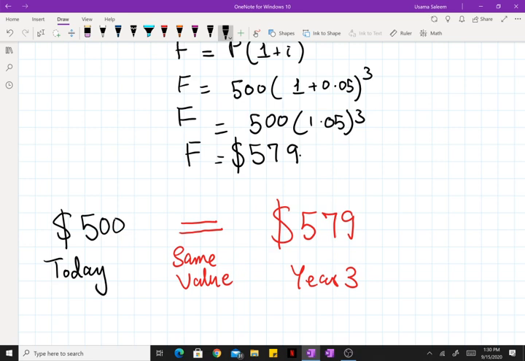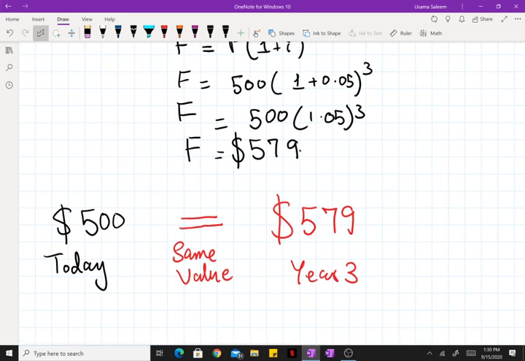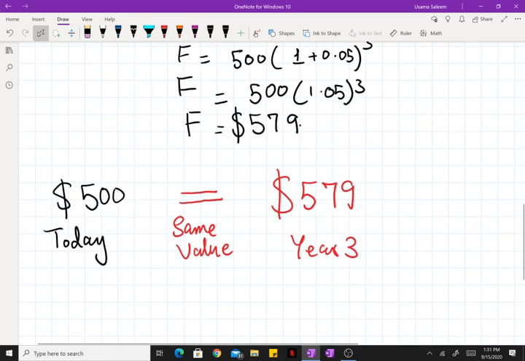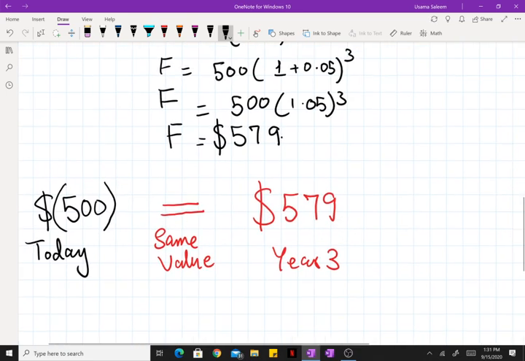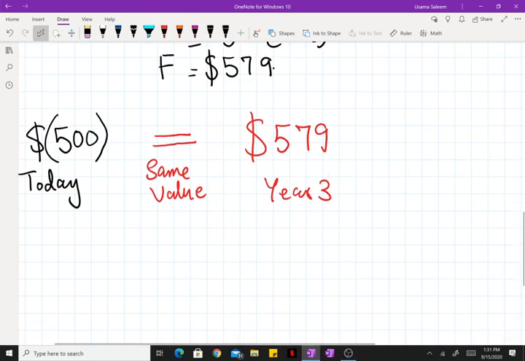All right, going back to our discussion earlier, money today is going to be worth more than money tomorrow. So in order to get the same value that you get from $500 today, you're going to need roughly $579 after 3 years, and that is going to amount to the same value.